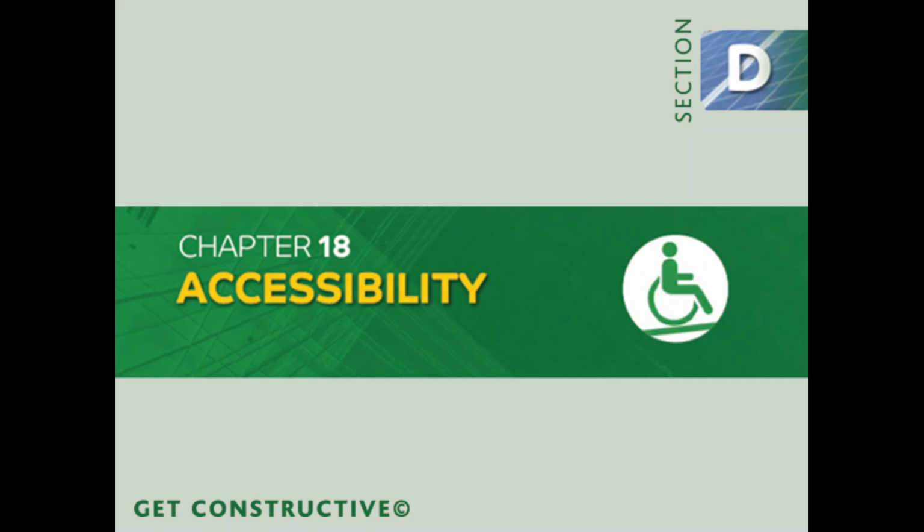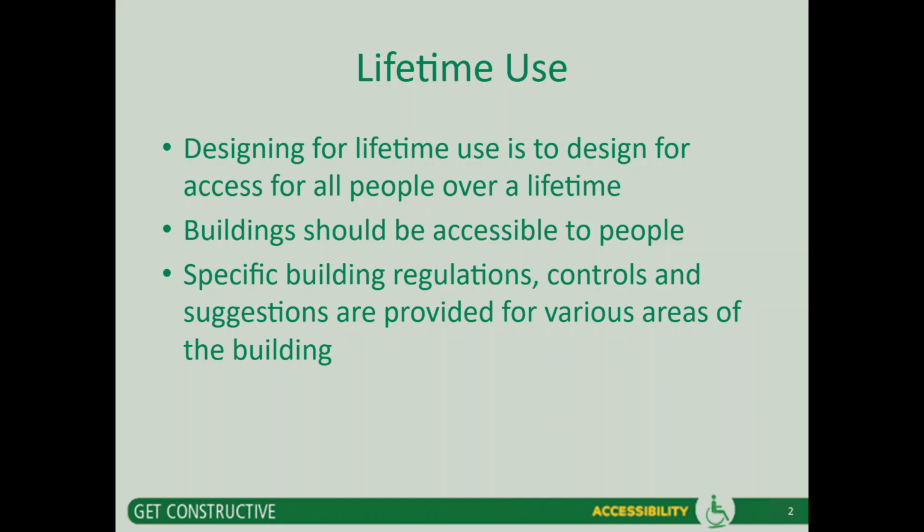So what we're going to do is look into what makes up accessibility, what is accessibility, and it's also now being known as lifetime use. Designing for lifetime use is to design for access for all people over a lifetime. This means you are designing for you buying your house or building your house now in your 20s or 30s, but also for when you're going to be 50, 60, 70, 80, 100, or whatever age you end up living to. It's designed for a lifetime.